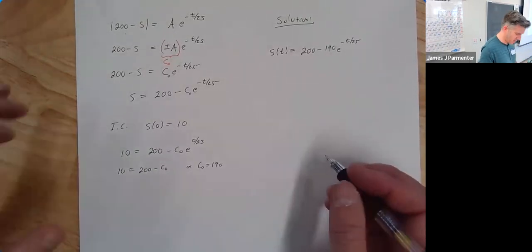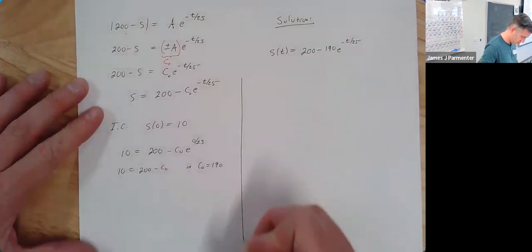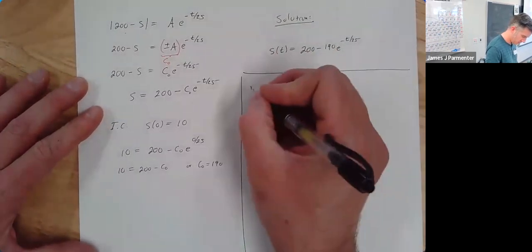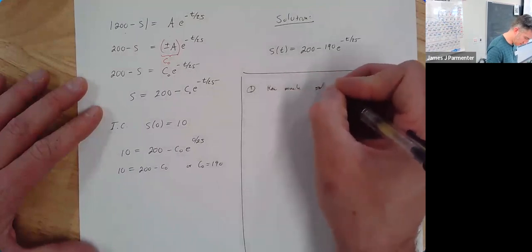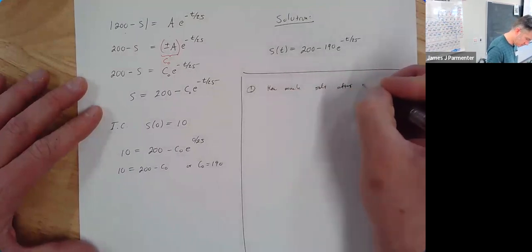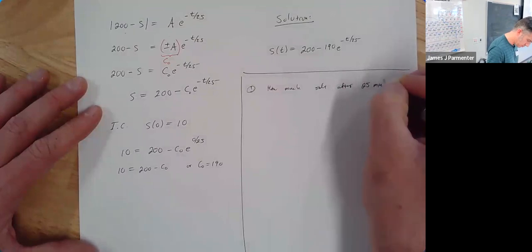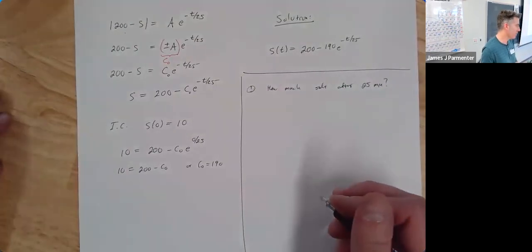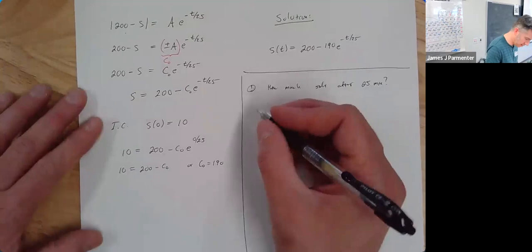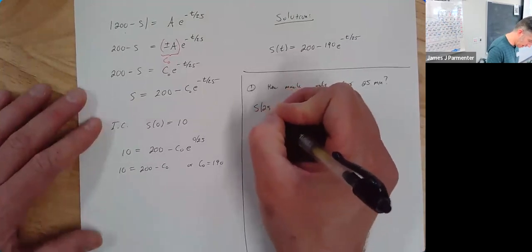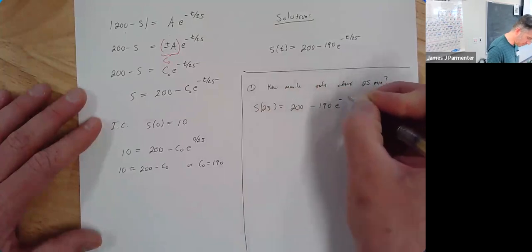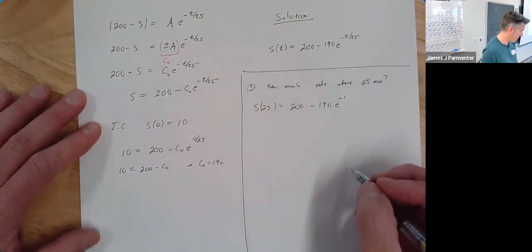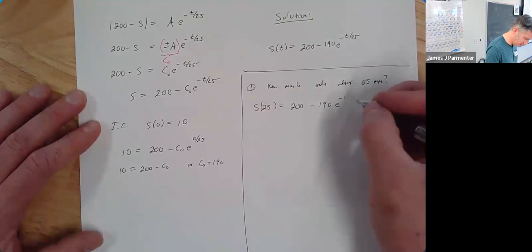So then you can answer all sorts of questions like, how much salt will there be after 25 minutes? And then you're just plugging in t equal to 25, which is not very exciting, right? S of 25 is 200 minus 190 e to the negative 25 over 25. And that ends up being approximately 130 pounds.